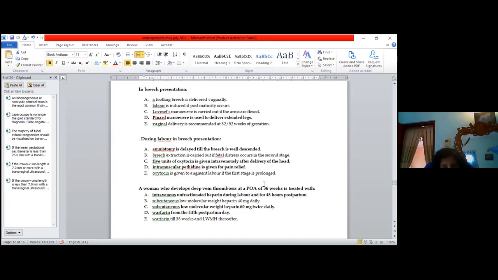Anyway, low dose, you don't have to know the dose. Low dose epidural can be given for pain relief. That is the best form of pain relief. Why? Because it prevents premature bearing down efforts. That's the best one. It doesn't impair bearing down efforts because it's low dose. But intramuscular pethidine also can be given. Oxytocin is not used to augment labor. If the first stage is prolonged, we do a cesarean section.